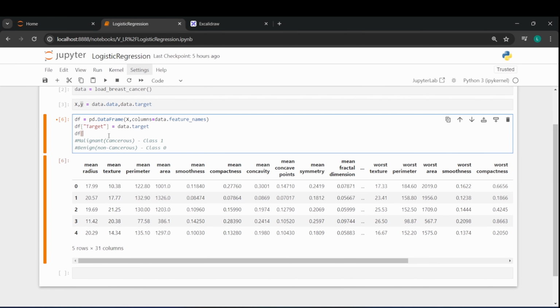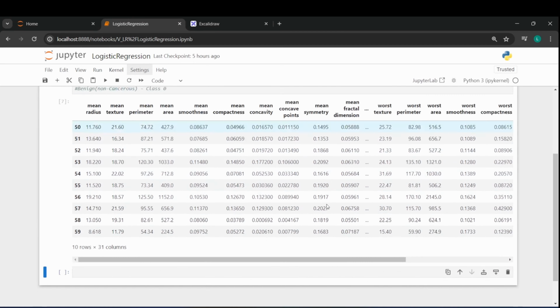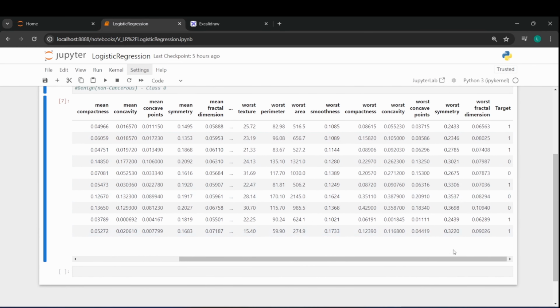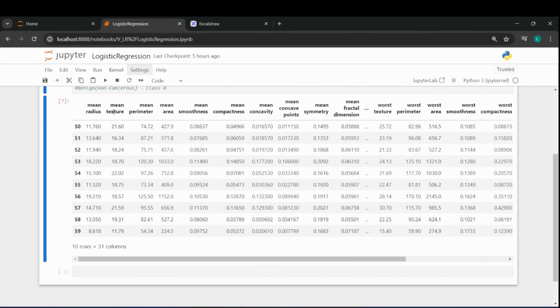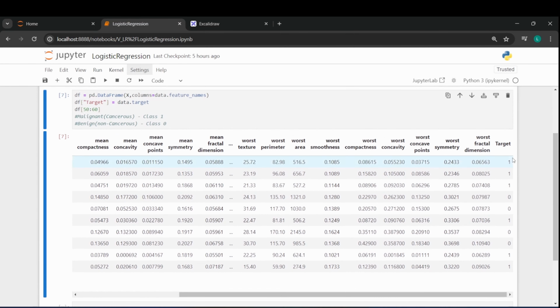Let's say 50 to 60. Cool. So the 30 different features are mean radius, mean texture, mean perimeter, mean area, mean smoothness. Like this, the 30 features represent some characteristics of the cell nuclei. So for these values of the 30 different features, if the target value is 1, it belongs to malignant, means it is a cancerous cell. And if the target value is 0, it belongs to benign and it is a non-cancerous cell.